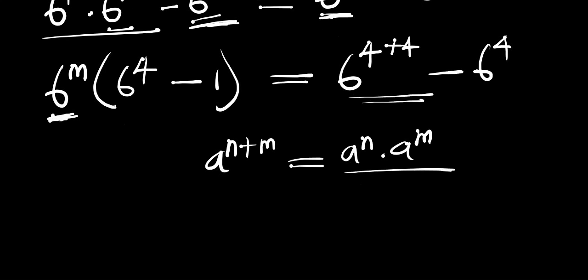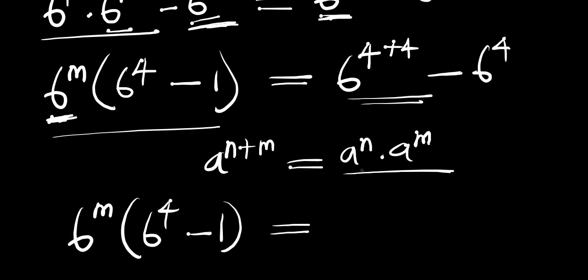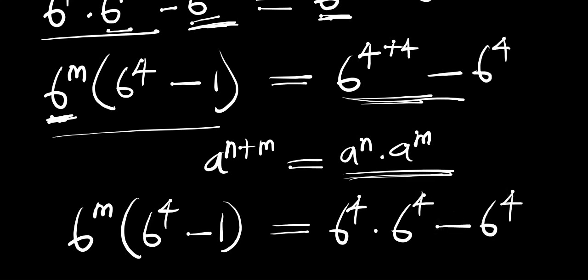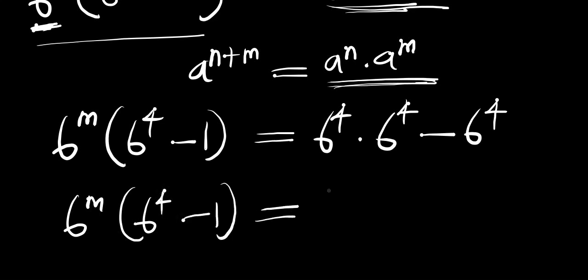That means we are going to have, let's recopy this, 6 to the power of m into 6 to the power of 4 minus 1. This equals, if we apply this identity right here, we are going to have 6 to the power of 4 times 6 to the power of 4, then we have minus 6 to the power of 4. So we have 6 to the power of m into 6 to the power of 4 minus 1, and this equals, we have 6 to the power of 4 here, we have 6 to the power of 4 here. We can factor that out.